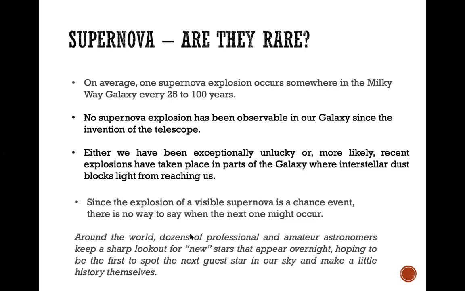The reason may be that we have been exceptionally unlucky, or recent explosions have taken place in parts of the galaxy where interstellar dust blocks light from reaching us. So there may be two reasons. There may be no supernovas that have happened in the past few hundred years in our galaxy, or they have happened in a place where interstellar dust blocks the light from reaching us so that we cannot see it. So we don't know.